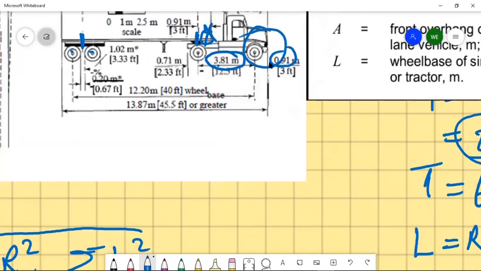Okay, let me just see. Okay, that's the 0.91. It's from the front bumper to the axle of the first wheel, of the front wheel.